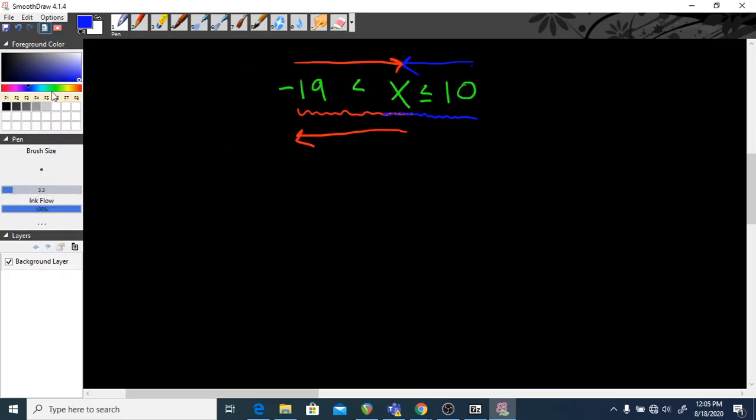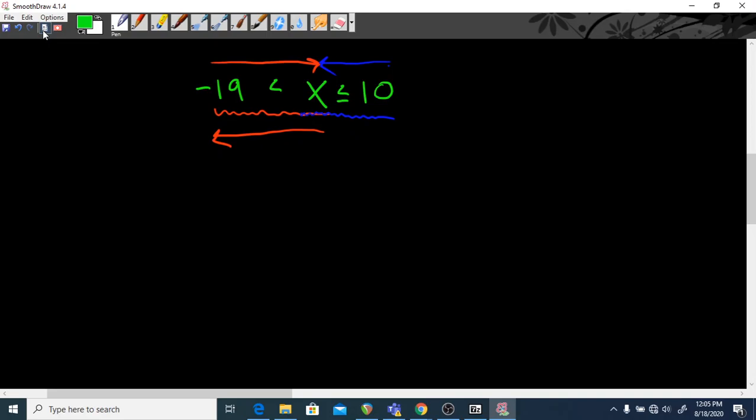All right. Now let's look at our set notation. To write this in set notation, it's basically exactly what it is already. Open the brace, the set of all x such that negative 19 is less than x, less than or equal to 10. And then we have the comma, that x is an element of the real numbers.